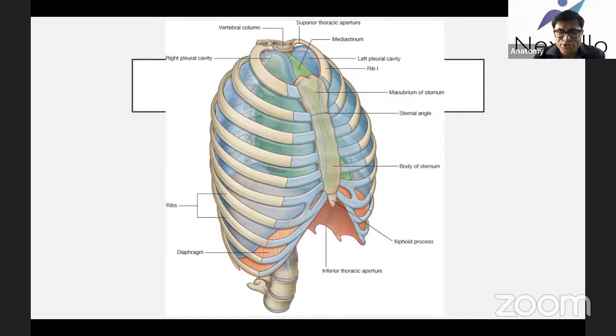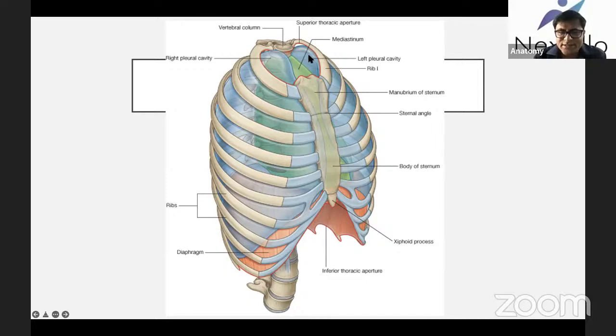The anterior portion is depressed down by around 3.7 centimeters. And the diameters, you can see it is not a circular thing. It is a reniform or kidney-shaped inlet. The anterior-posterior diameter is around 5 centimeters, and the transverse diameter is around 10 to 12.5 centimeters. That makes it reniform because posteriorly there's a bulge of the first thoracic vertebra. So that's the inlet of the thorax.